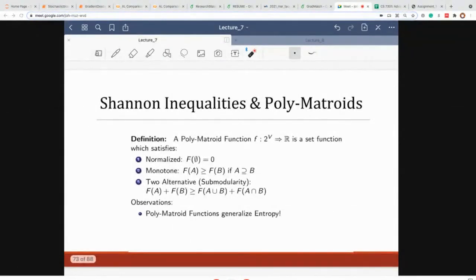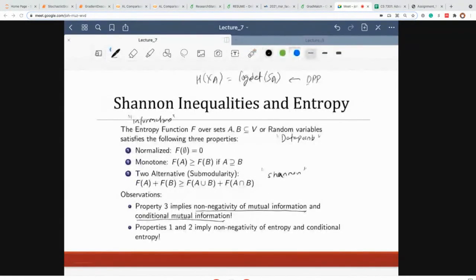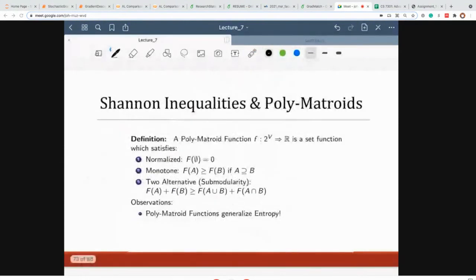Okay, so these were also called Shannon inequalities in the information theory community. These three inequalities are called Shannon inequalities. Now, it turns out that a polymatroid function is exactly the function which satisfies these three inequalities: the function is normalized, monotone, and submodular. So polymatroid functions generalize entropy.